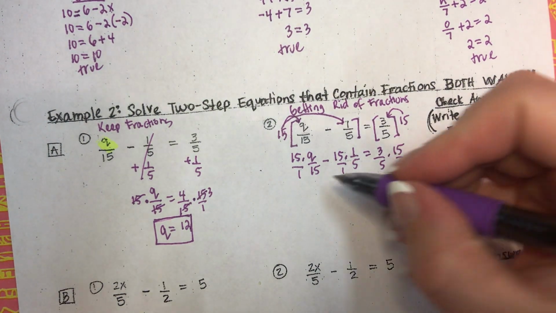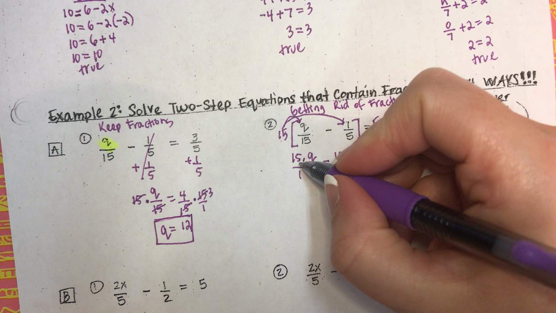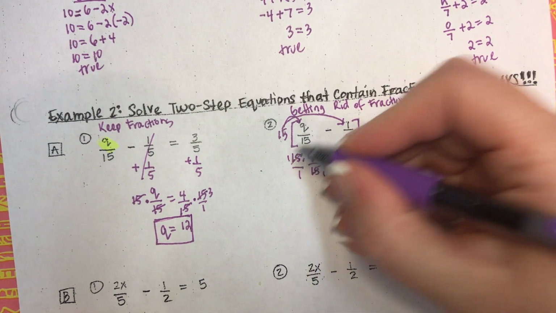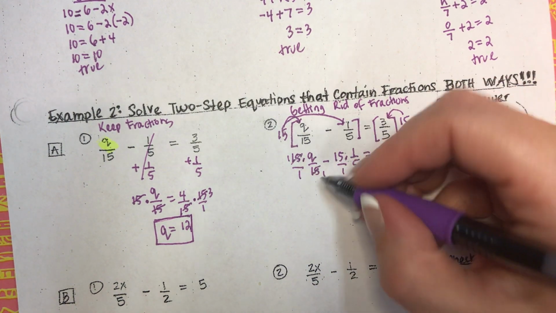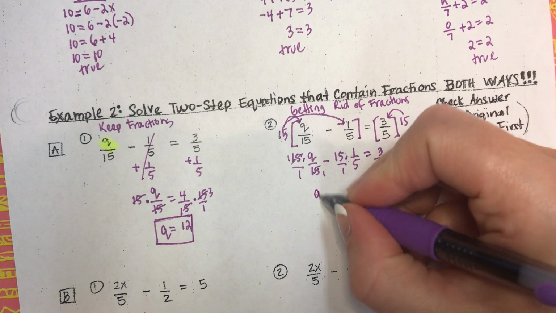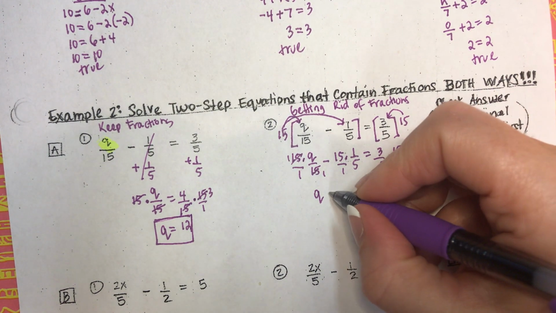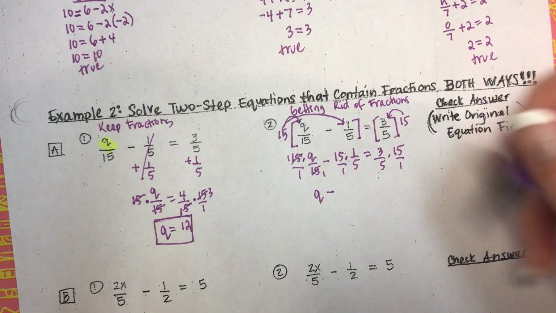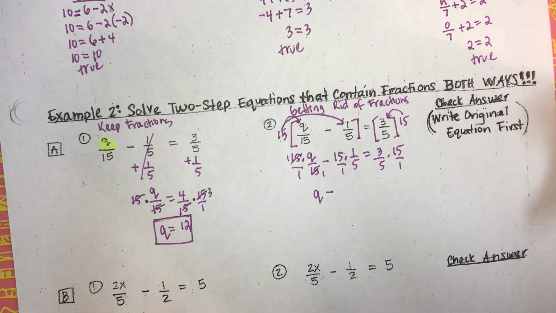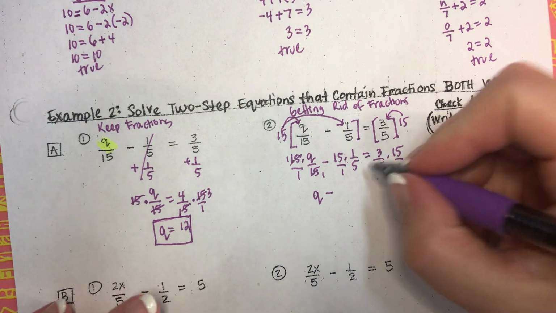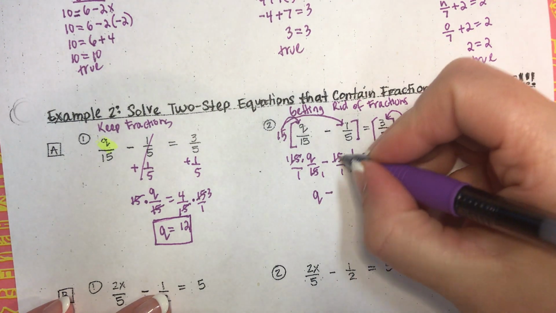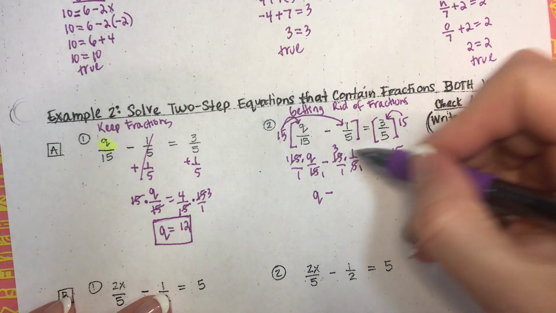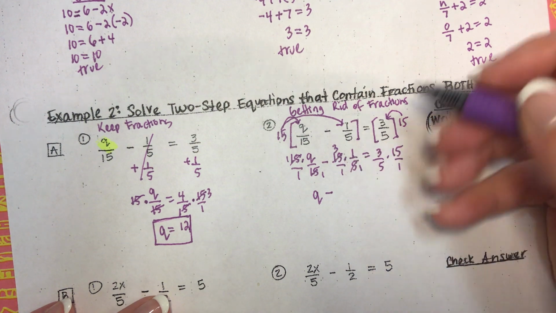All right. So here, let's look to cross cancel. 15 is a common factor. It goes into both 15 one time. Then we multiply across. We end up with Q. All right. Minus, let's look at this, 15 times 1/5. Cross cancel, right? What's the common factor between 15 and 5? 5. 5 goes into 5 one time. 5 goes into 15 3 times. And then we multiply across. 3 times 1 is 3.